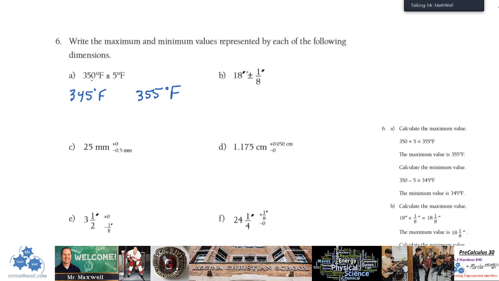Working with inches and fractions, you may or may not know how to do this. But if you look at this like a regular subtraction and you get a common denominator, this is now 18 over 1. You could write them both over 8 and do it that way. Or if you remember your tape measure.